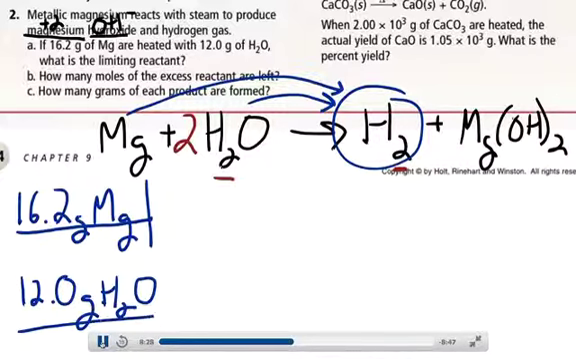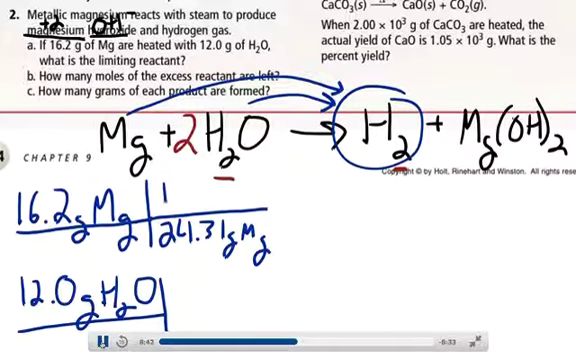So my first step is just like we did before. If they give you a mass, we can't compare things on masses. We have to first change them into moles. So 24.31 grams of magnesium, and this from the periodic table, the molar mass, is 1 mole of magnesium. So I have that into moles.